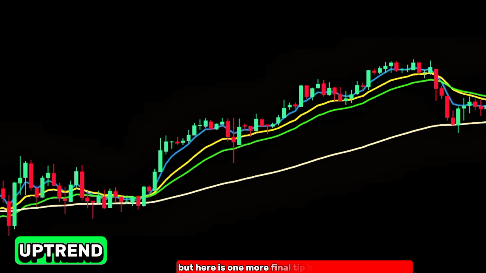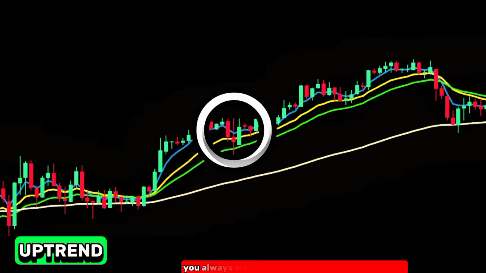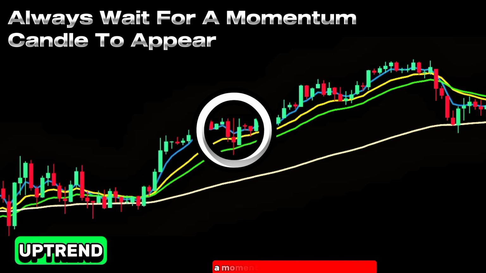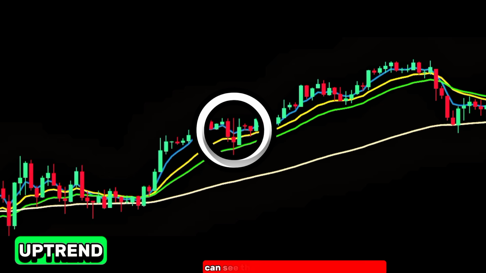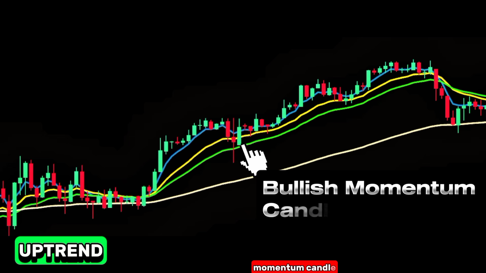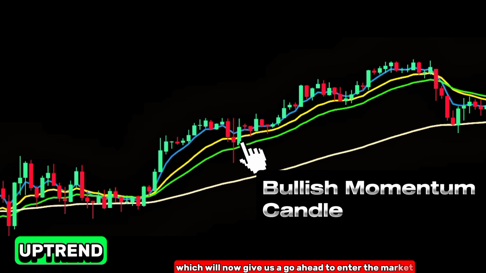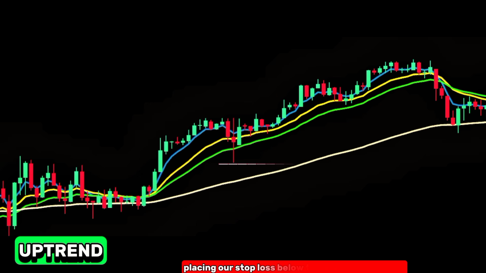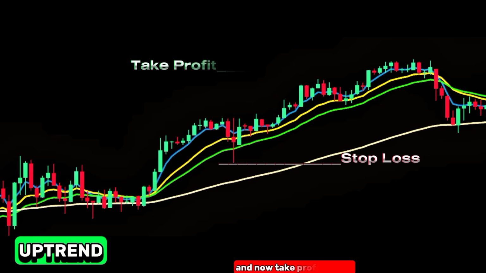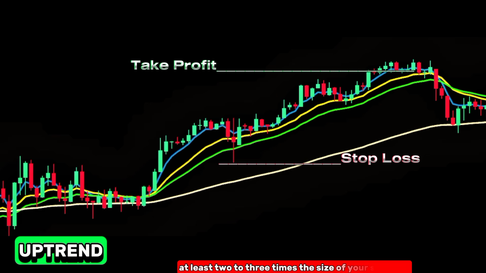But here is one more final tip before you take a trade. When the market touches the green line, you always wait for a momentum candle to appear. A momentum candle is a candlestick that has more body than the wicks. We can typically call it a bullish or bearish candle, but that doesn't give you the full understanding of what we really mean. So let's go with the narrative of the momentum candle, and right here, you can see that the market formed a bullish momentum candle, which will now give us a go-ahead to enter the market and take the trade, placing our stop loss below the momentum candle and our take profit target at least 2 to 3 times the size of your stop loss.